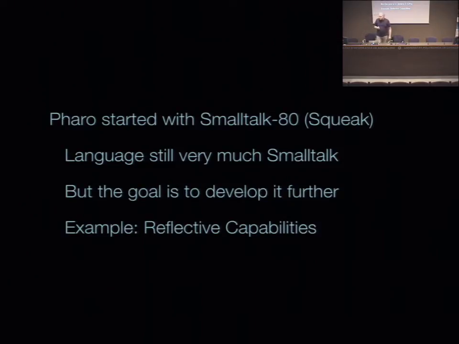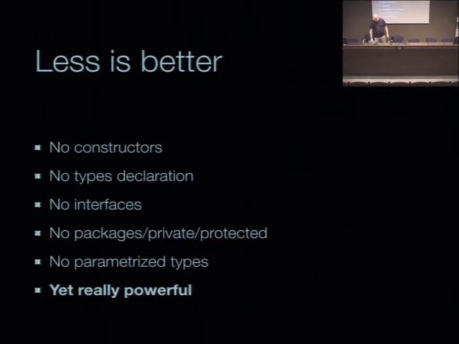And there are already a lot of examples of that, especially in the reflective capabilities that we have in the system. They are already much advanced compared to Smalltalk 80 or Squeak. The language itself is extremely simple. So one interesting way of thinking about it is of what it does not have compared to all the other object-oriented languages. So there is no syntax for constructors, there is no type declaration, no interfaces, no private protected scoping of methods, no type system, no parameterized types, no nothing of that.